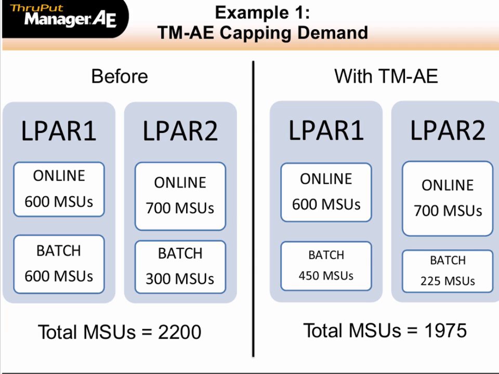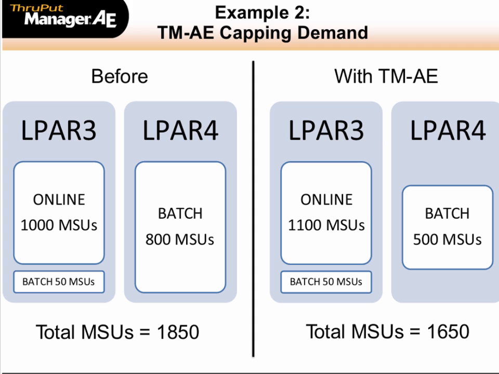On the right, after implementing TMAE, the installation decides that 25% of their batch should be eligible to be deferred. The results? The online usage remains the same, while the batch is smaller for a new total peak rolling 4-hour average of 1,975 MSUs per hour, a saving of 225 MSUs per hour. So the LPAR group limit can be reduced by 225 MSUs per hour without affecting online performance.